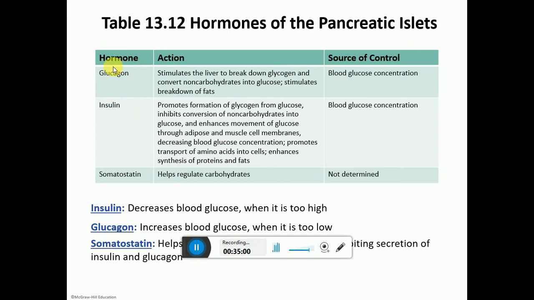Well, glucagon is the opposite. Glucagon increases the amount of glucose in the bloodstream, so it'll lead to the breakdown of glycogen, releasing glucose into your bloodstream, and it can also lead to the breakdown of fat, since fat can be converted into glucose as well. While somatostatin, without going into details, just helps regulate the levels of carbs in the blood.